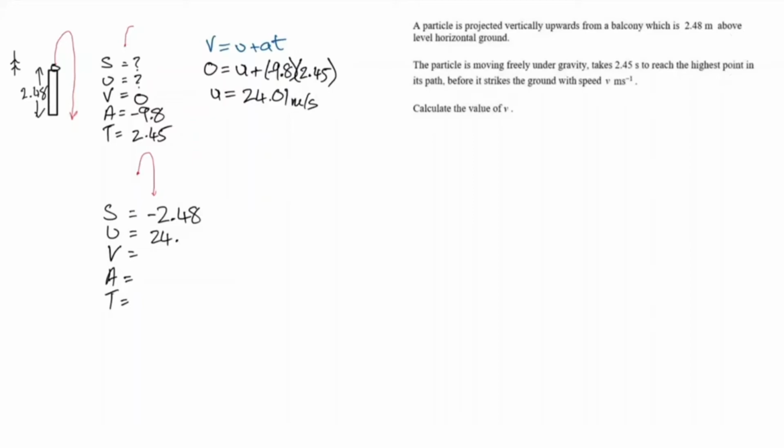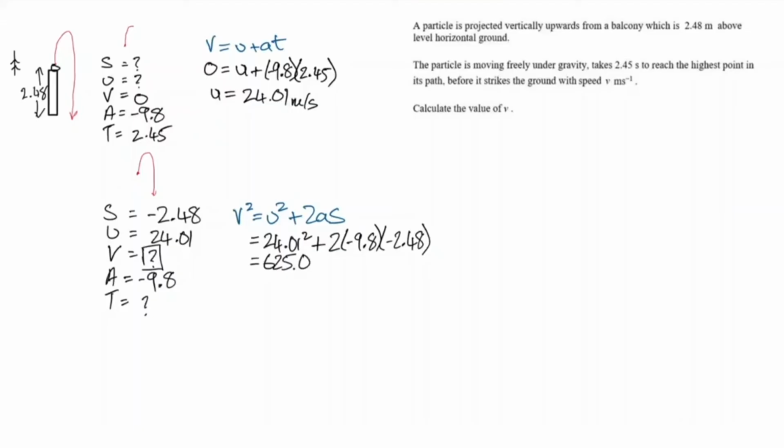Initial velocity, we just found that. I'm going to put 24.01, the full version of the answer. Acceleration is negative 9.8. And the time. We're looking for this final velocity, the velocity which it hits the ground with. So, v squared equals u squared plus 2as. Let's go ahead and substitute, simplify, and solve.